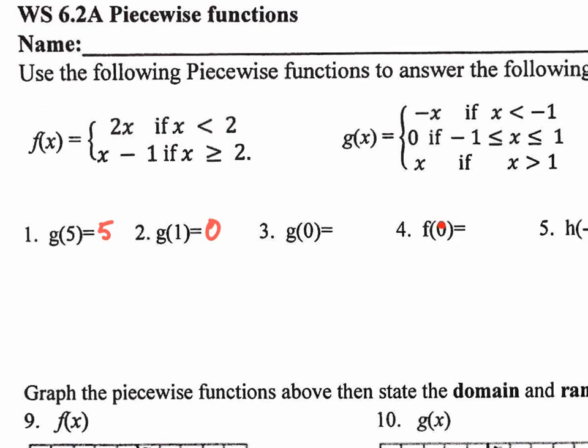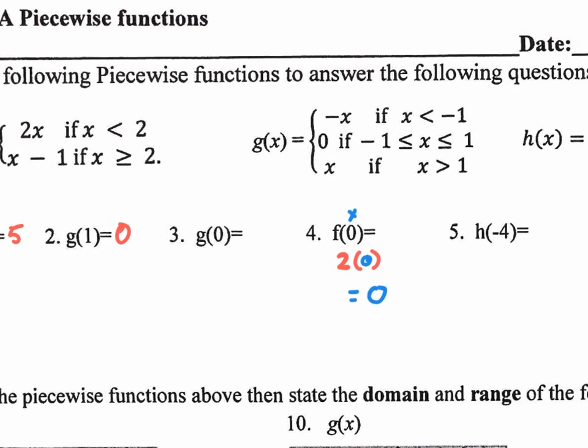So let's go to number 4, f of 0. I want to plug in 0 into my f of x function. Is 0 less than 2? Or is 0 greater than or equal to 2? 0 is less than 2. So plug in 0 right there and do the math. What's 2 times 0? 0. Maybe you do want to show your work. 2 times x, put parentheses instead of x. That way you could clearly see that you're plugging in that 0 right in there. So the answer is 0.